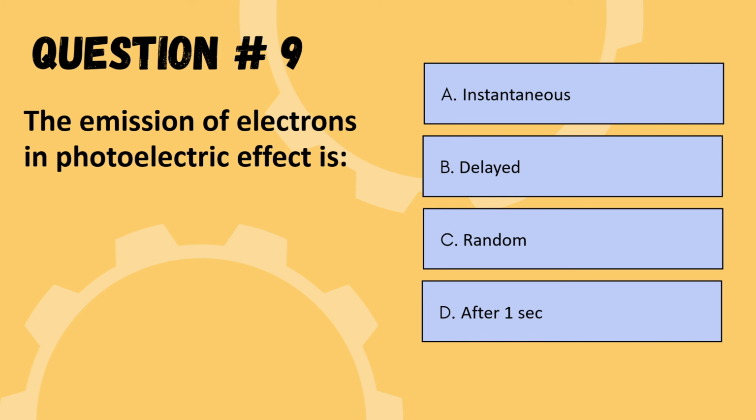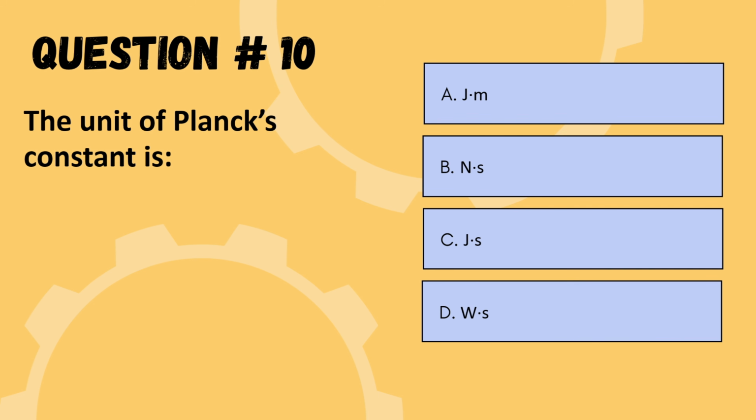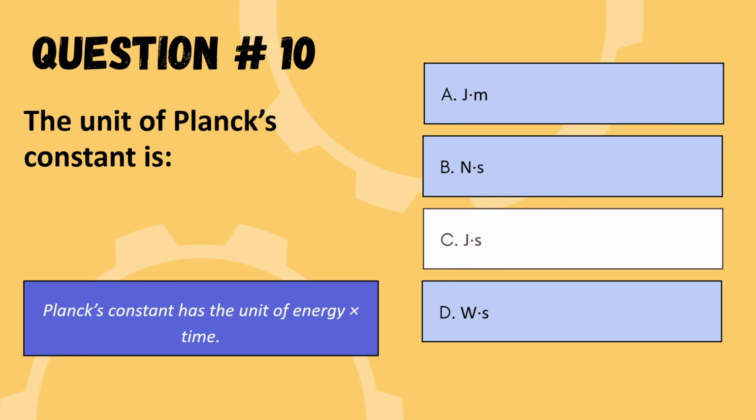Next question is, the emission of electron in photoelectric effect is. Options are instantaneous, delayed, random or after 1 second. So the correct option is option A, instantaneous. So we are moving to the next question. Next question is, the unit of Planck's constant is. Options are J dot m, N dot s, J dot s or W dot s. So the correct option is option C, J dot s or J into s. So we are moving to the next question.